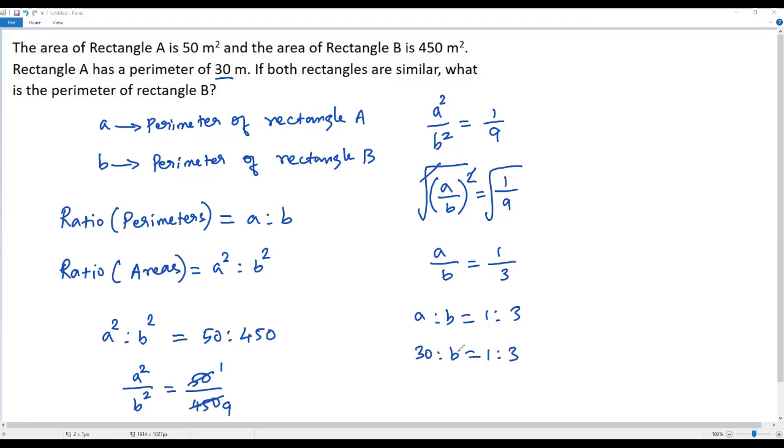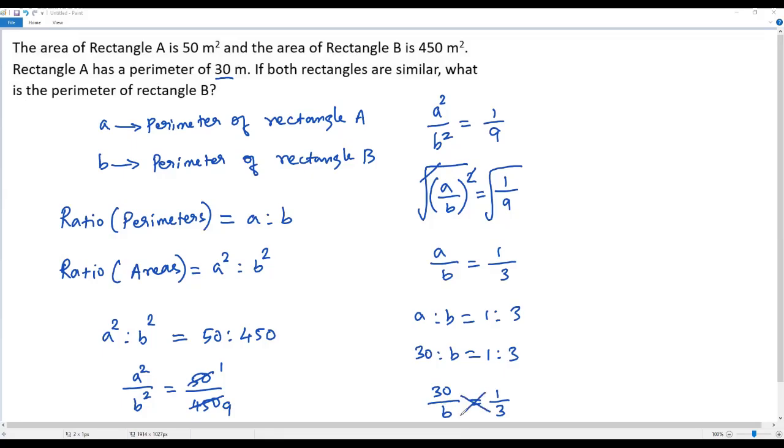Now we can write this ratio 30 to b as a fraction. Then I get 30 over b, and on the right side I get 1 over 3. Now in this equation, I have to solve for lowercase b, because lowercase b represents the perimeter of rectangle B, and that's what we have to find according to the question. Okay, now let's solve for b in this equation.